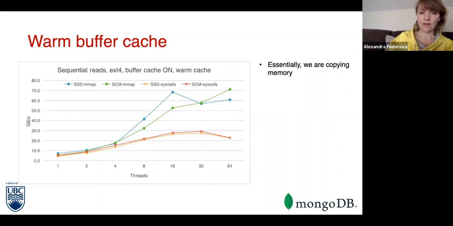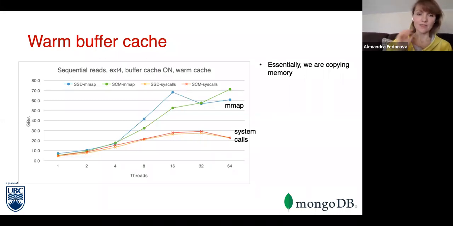So the reason why I'm showing you this slide is to highlight the difference between using mmap versus system calls. Using mmap is important here because we're reading the data so much faster that using a more efficient access method becomes important.